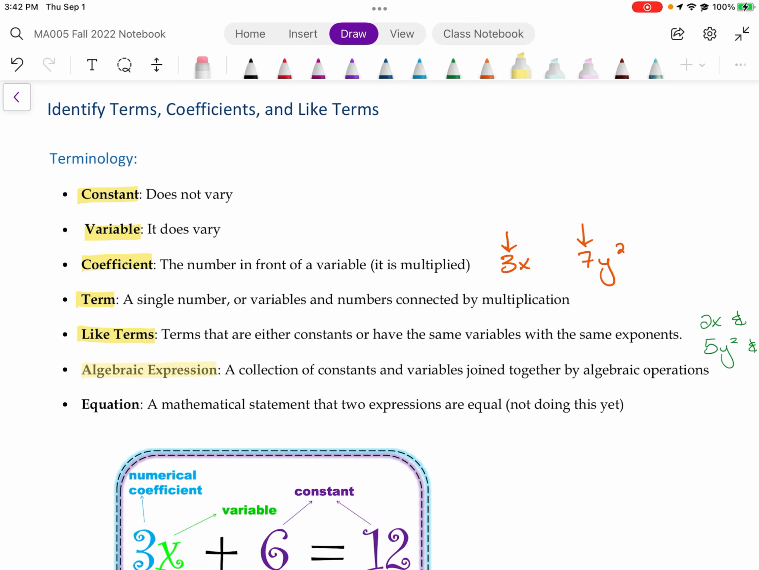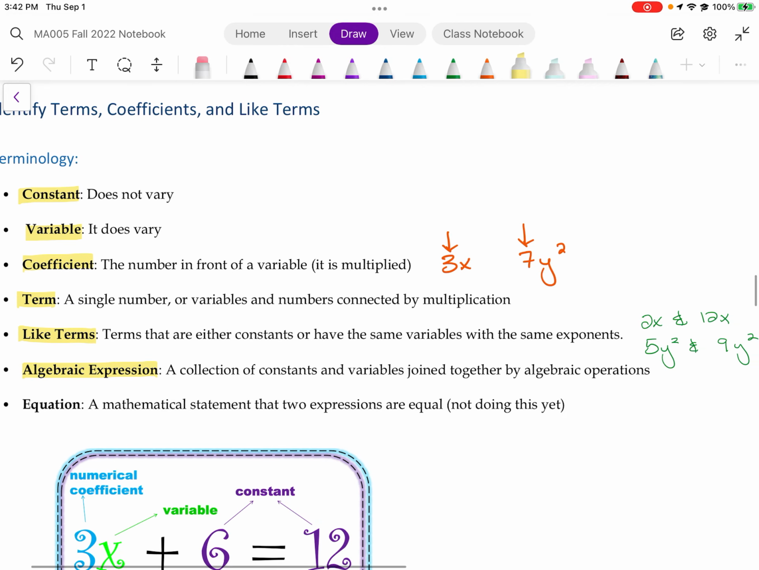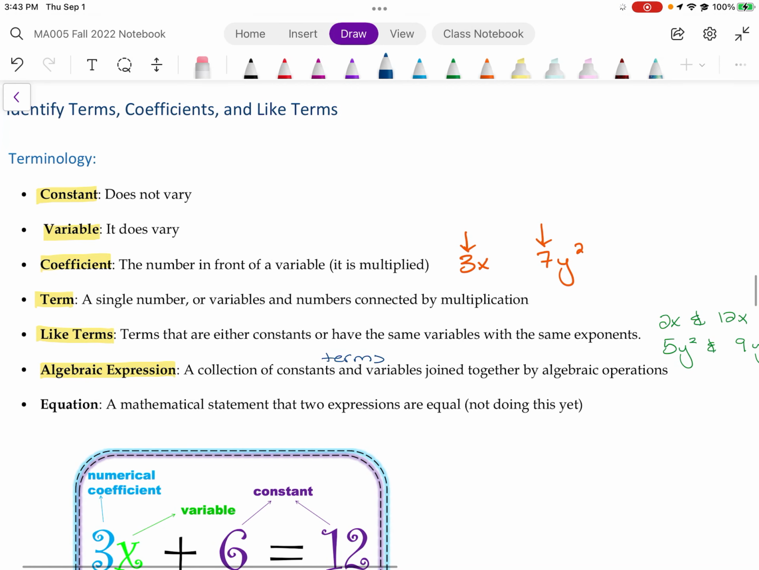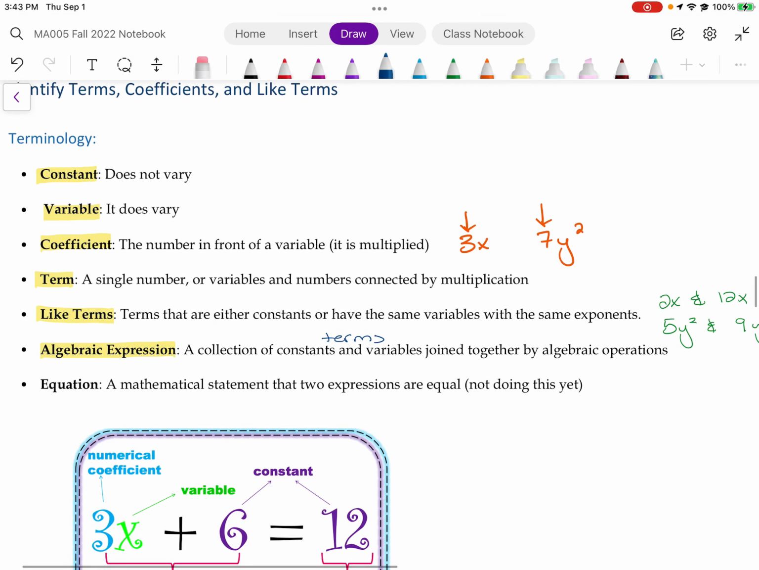All right, an algebraic expression is a collection of constants and variables joined together by algebraic operations. So a collection of constants and variables, basically that means a collection of terms. All right, an equation is a mathematical statement that two expressions are equal, there is an equal sign, equation. Okay, I want to make sure that really stands out, so I did it in blue. We're not doing this yet, but make sure you understand the difference between an expression and an equation.